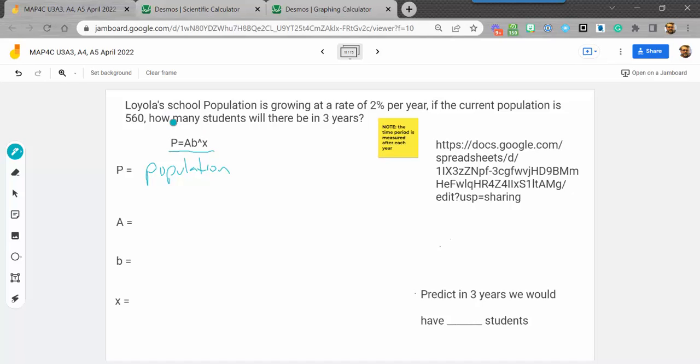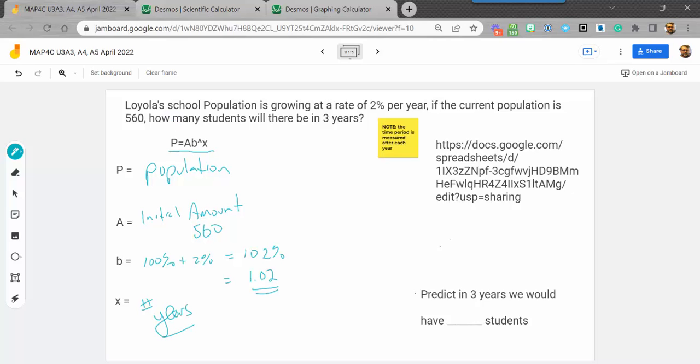A is the initial amount, in this case, it's 560. B is my growth factor. So we're going to increase by 2%. So I took the original 100% and we're increasing by 2%. So that equals 102%, or as a decimal, 1.02. Okay? And X is just the number of years.